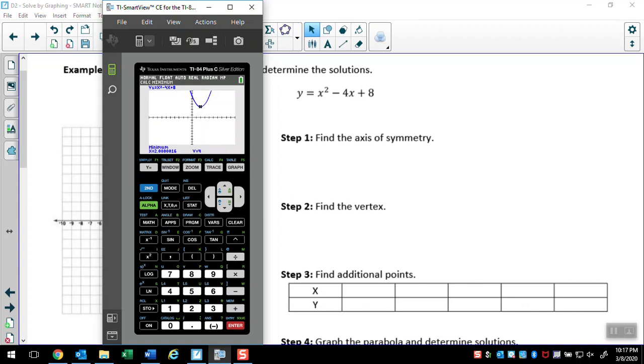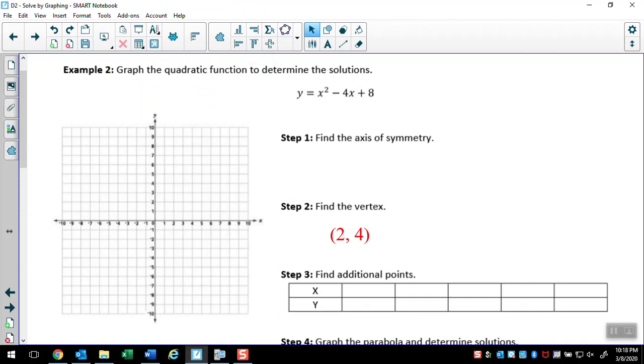Remember, the x value is not always going to come out perfectly right on, but use whatever the closest whole number is. 2.00000016 is basically just 2. So my vertex is 2, 4. My axis of symmetry, remember, is just your x value, so we write it as the equation x equals 2.